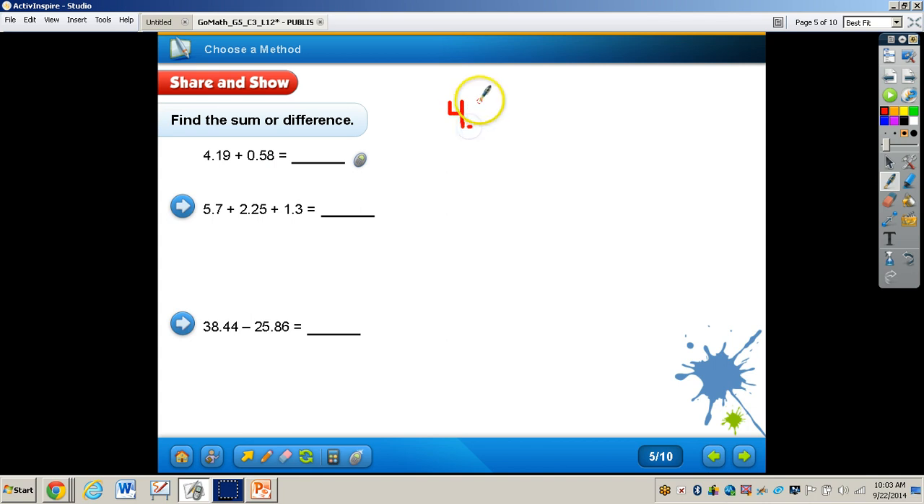So 4 and 1900ths plus 5800ths. We'll just add those up. 900ths plus 800ths is 1700ths. Put my 7 there, carry my tenth. 1/10 plus 1/10 plus 5/10 is 7/10. 4 ones plus 0 ones is 4. 4 and 7700ths.